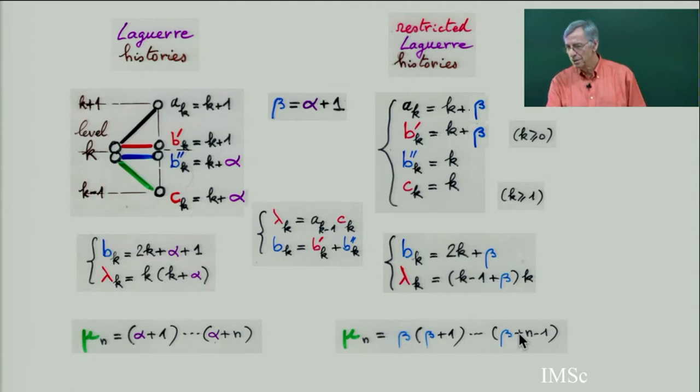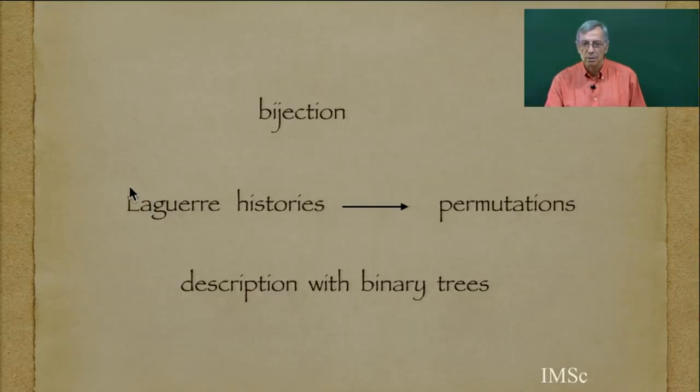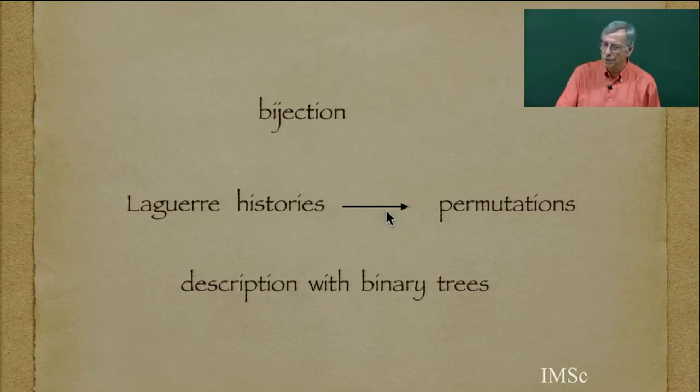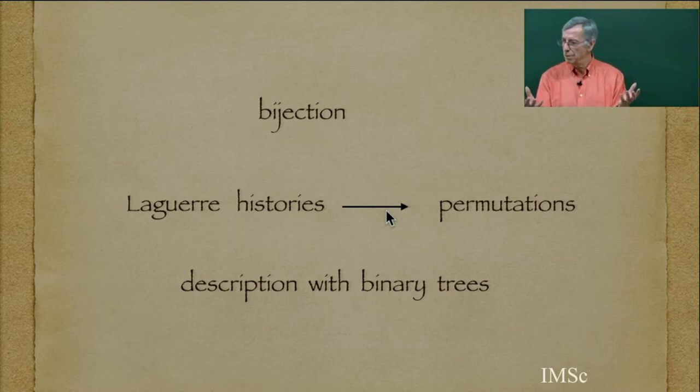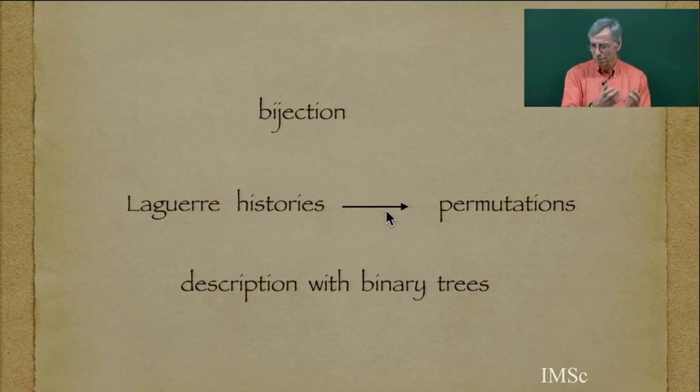So now, all along this chapter, I will use this kind of restricted Laguerre histories, which are enumerated by n factorial. This is permutation. Also, there is a nice way to describe this bijection, which is to describe it with binary trees, with increasing binary trees. So it can maybe be more convenient, more visual, especially in chapters 4 and 5, when we will do the Sheffer polynomials and the Rota umbral calculus to understand the Q and S operators in terms of histories. It will be better to look at a forest of binary trees.